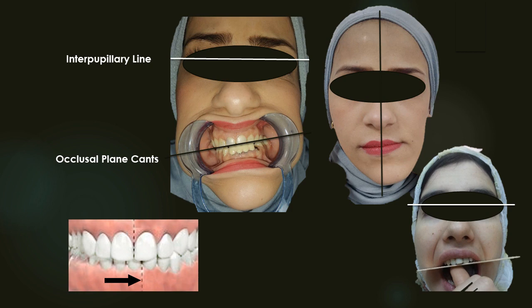When evaluating the symmetry of the face, it's important to assess the presence of any occlusal plane canting. The occlusal plane should be parallel to the interpupillary line. This photo shows us the deviation from the midline and the occlusal plane canting in relation to the interpupillary line.